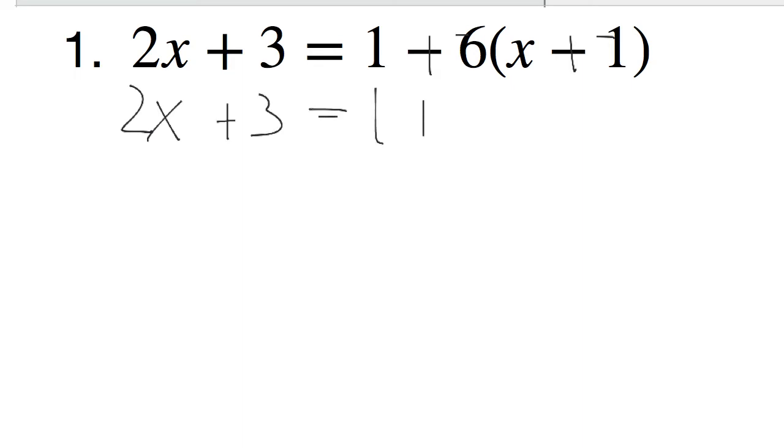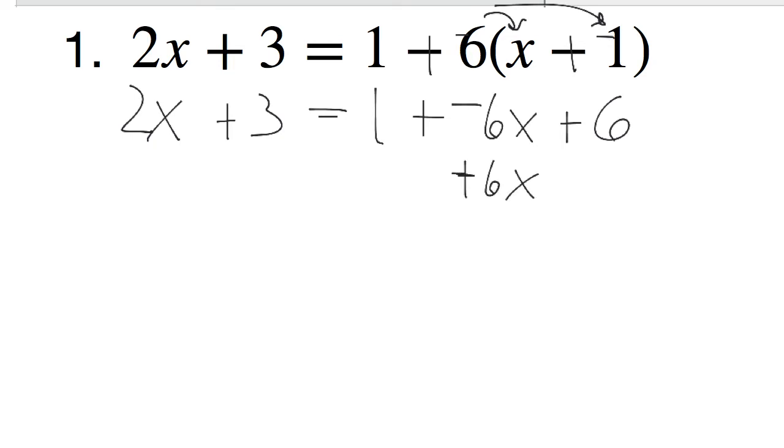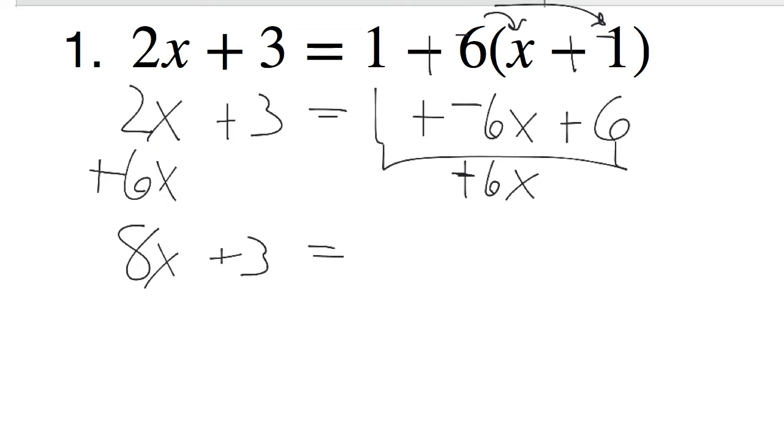1 plus, and now I'm going to distribute. Remember to distribute to both terms. You've got negative 6x plus negative 6 times negative 1, which is positive 6. I'm going to add the 6x to both sides, where the terms are like terms. So we get 8x plus 3 equals, what is 1 plus 6? That's 7.